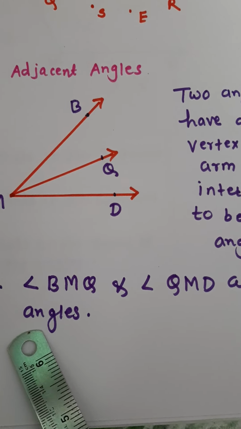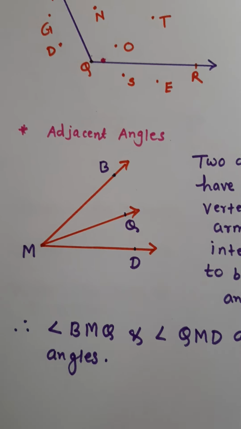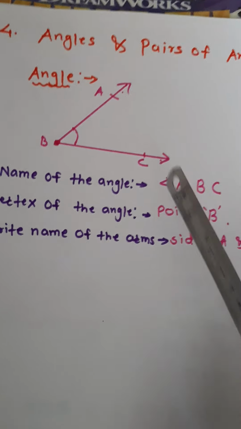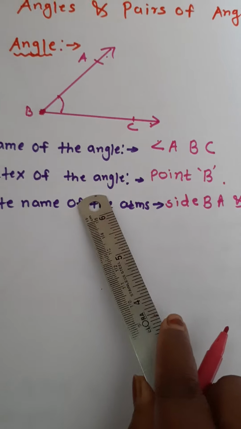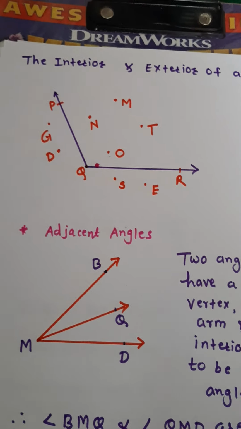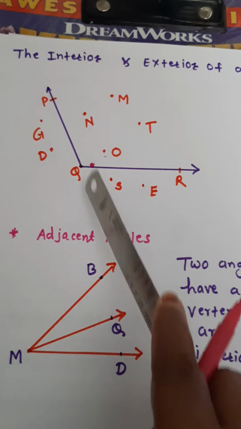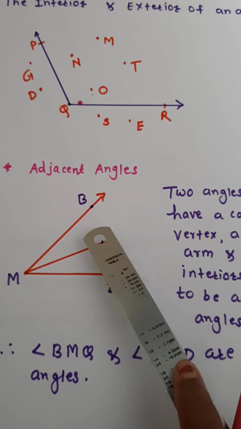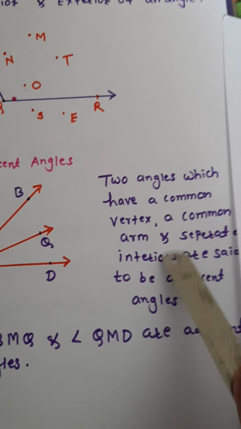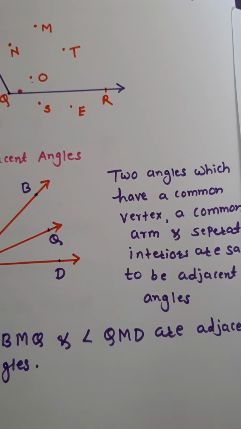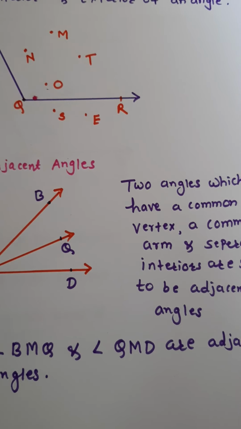Is all this clear? What have I taught in this? What is meant by angle? How it forms? Name of the angle, vertex of the angle, arms of the angle. After that, I have explained what is meant by interior part, exterior part, and points lying on the arms of the angle. After that, what is meant by adjacent angles? These three conditions are there: common vertex, common arm, and separate interiors. Hope you understood all these three things.